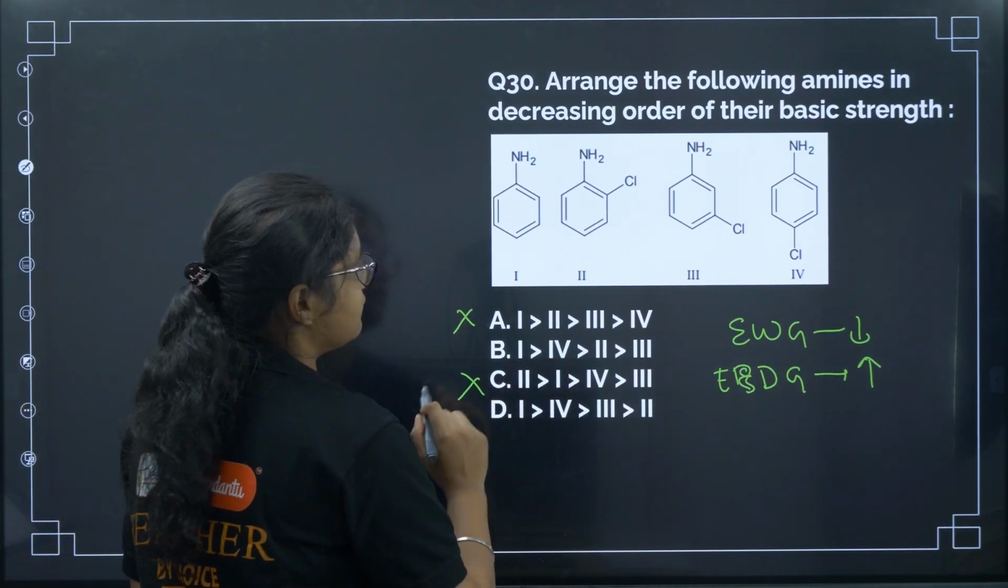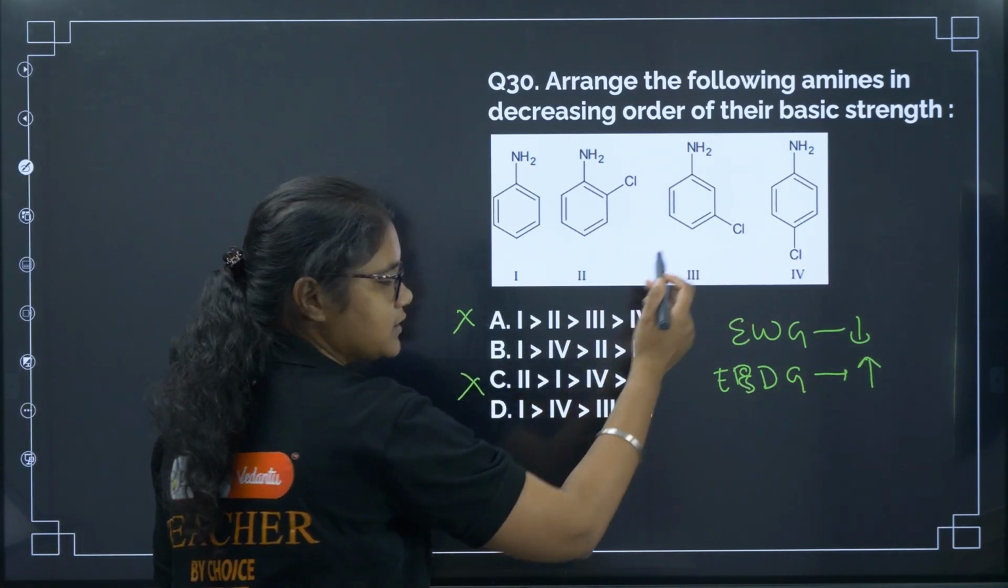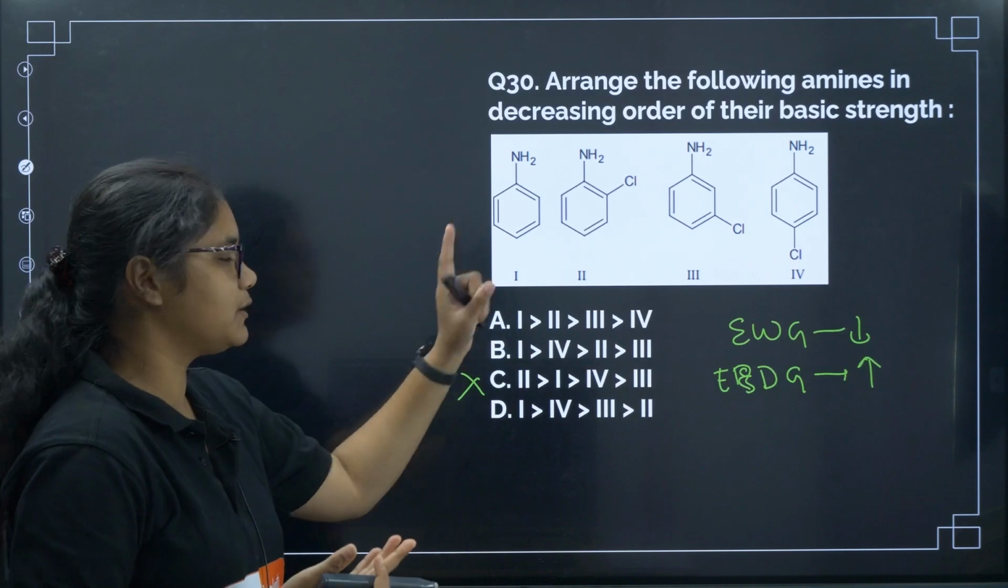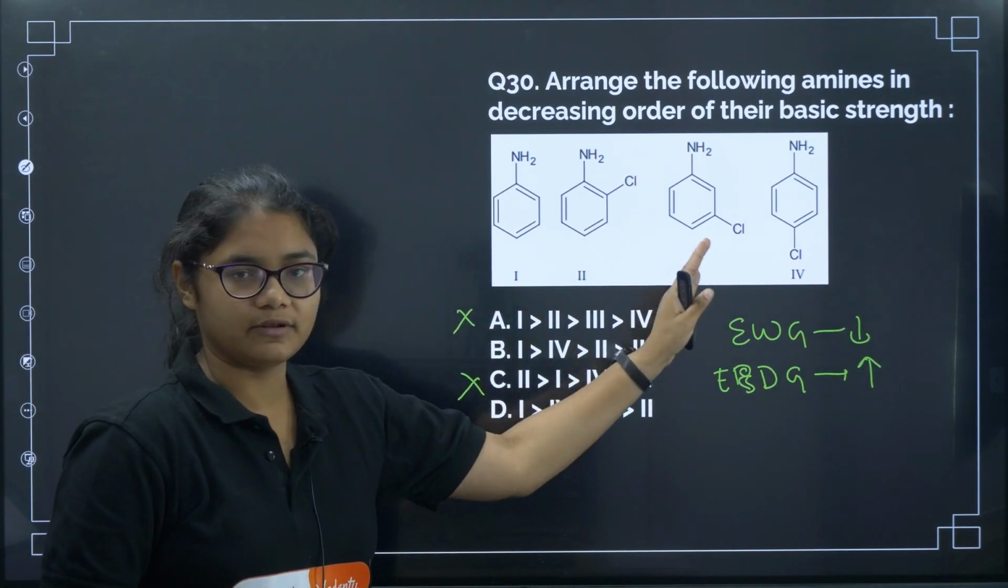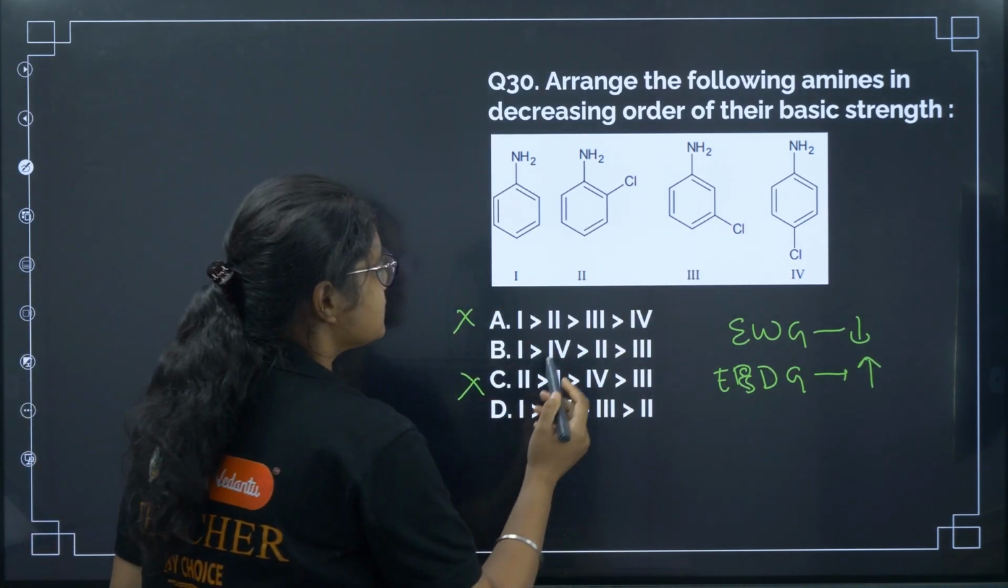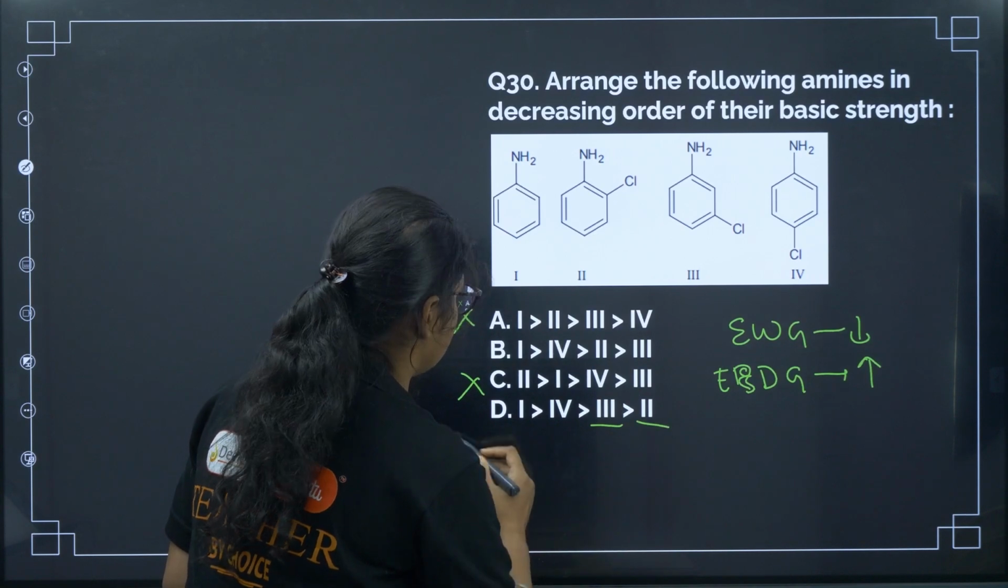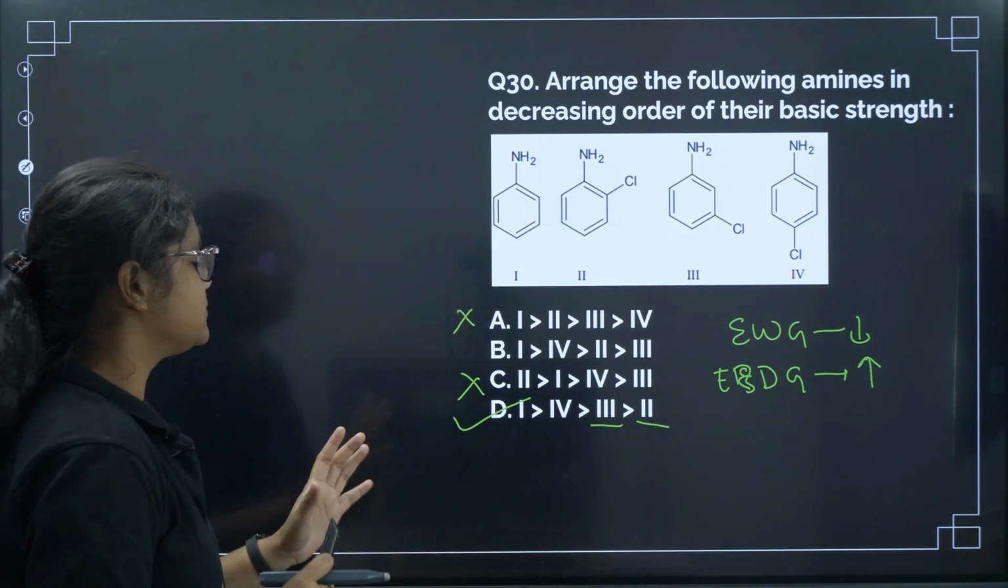So 1 and 4. Now coming to this one, the meta position, because it is a little farther compared to the ortho position, the withdrawing will be less compared to this one. So after 1, then 4, then 3 and then 2. So the correct answer should be option number D.